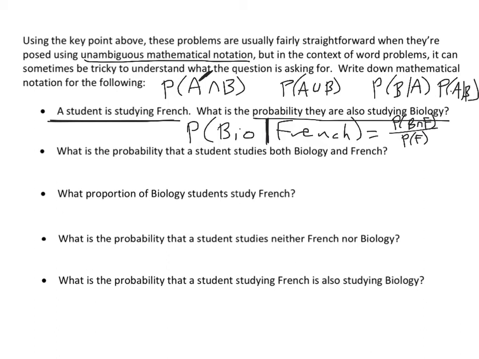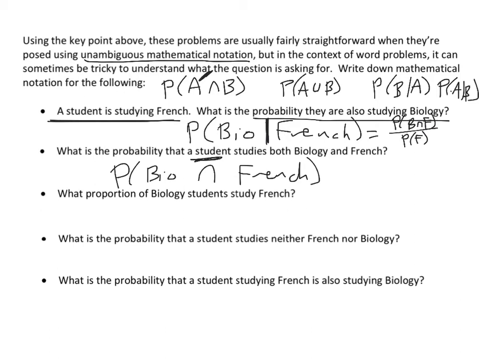Let's go on to the other ones. What is the probability that a student studies both biology and French? In this one, there's no assumption being made. The assumption is that it's a student, but that's not either of my events. So the probability that the student studies both biology and French would be the probability of bio and French.